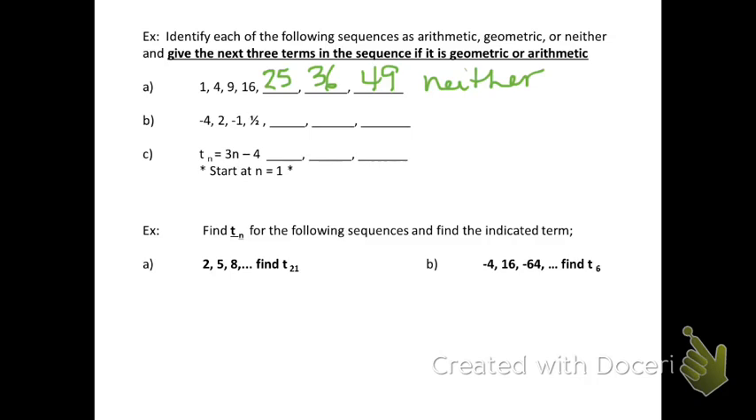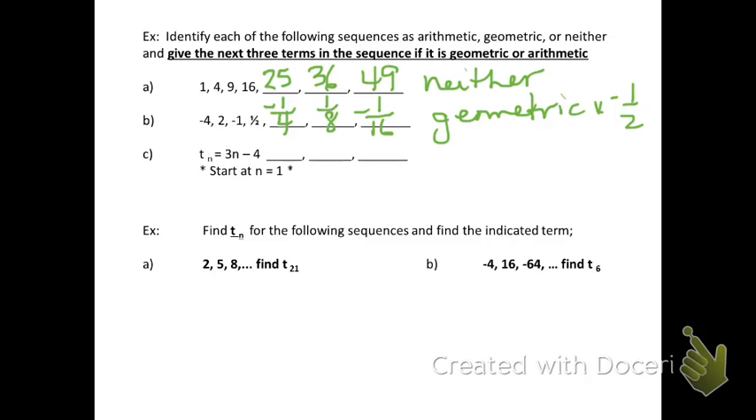This next one, minus 4 to minus 1 1/2, it looks, we're not adding or subtracting the same value, the same difference, but what we are doing is multiplying by -1/2 each time. So -4 times -1/2 would give me +2. +2 times -1/2 would give me -1. So this is going to be a geometric series, because we're multiplying by -1/2, and the next three terms would be -1/4, +1/8, and -1/16.